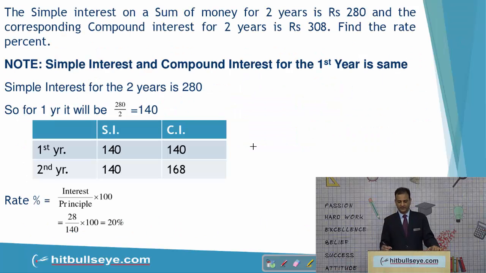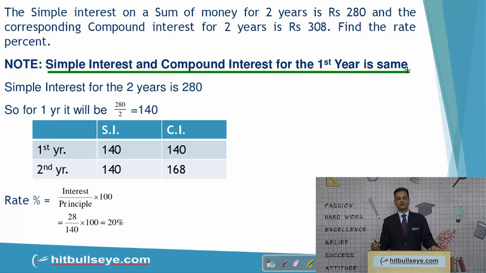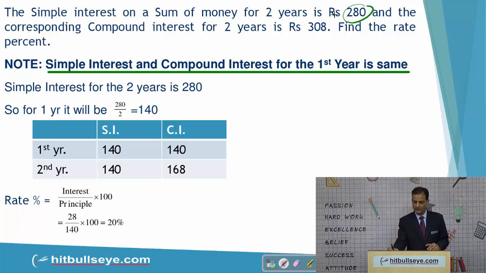One thing is very important which we have to learn: simple interest and compound interest for the first year are the same. Why, friends? Because the initial principal for both is the same. So simple interest and compound interest for the first year are always the same, and it will be the starting point for various questions. In this case, for 2 years it is 280, so I have done 280 upon 2. Simple interest for 1 year will be 140.